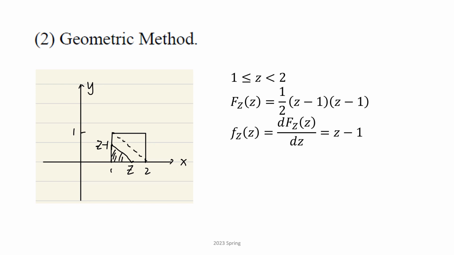The area equals half times (z minus 1) times (z minus 1). And the little f_Z equals d big F_Z over dz, which equals z minus 1.